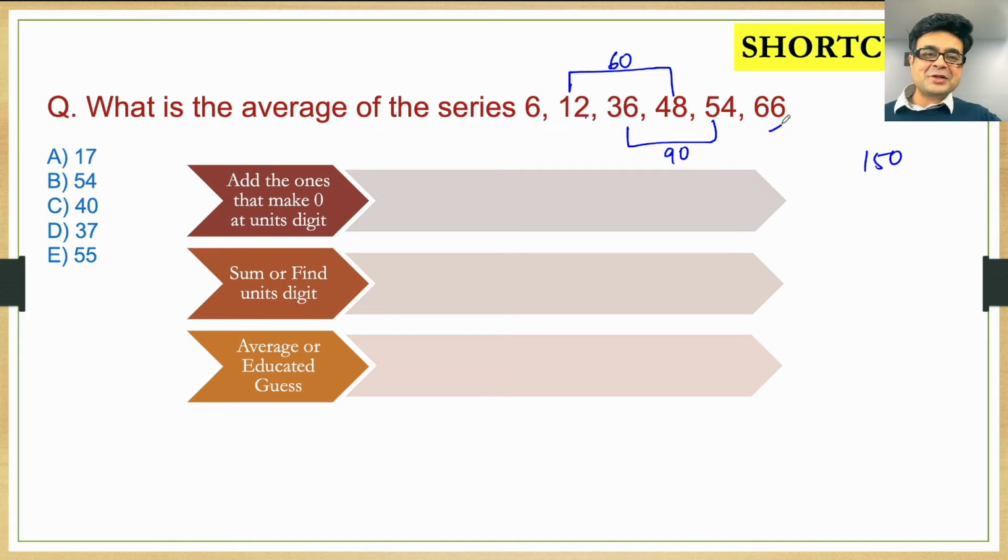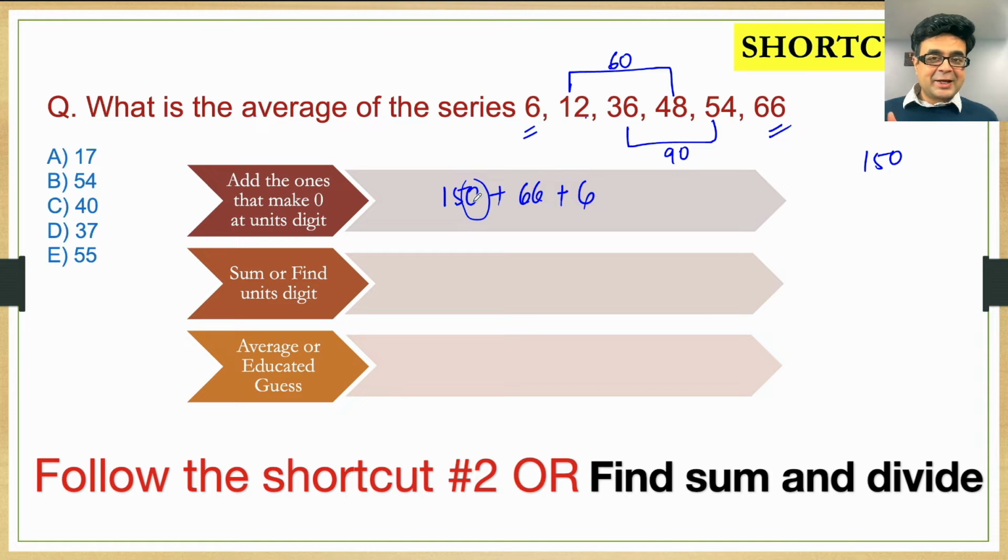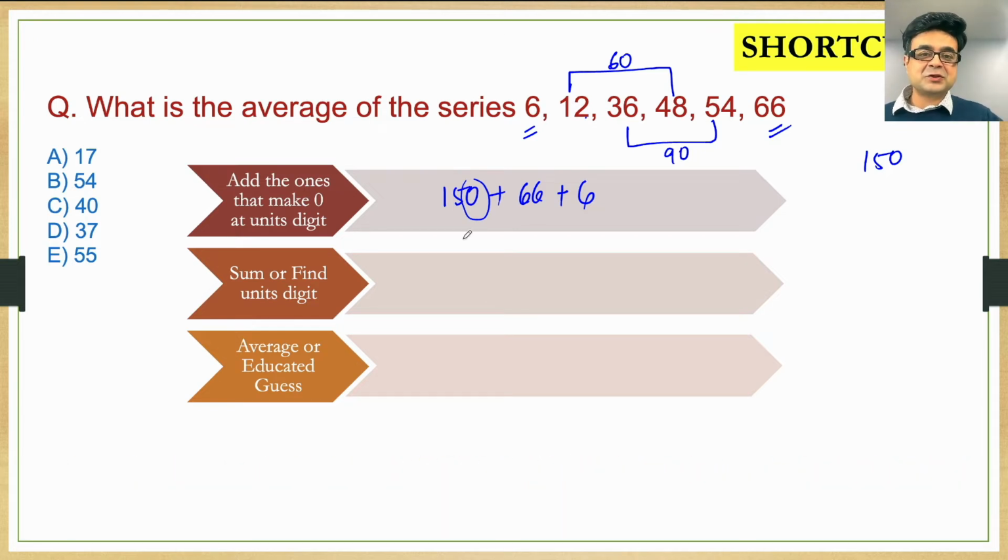Now the remaining numbers are 66 and 6, right? So I have 150 plus 66 plus 6. Now this 0 is not going to contribute anything to the units digit. So now I have two choices. I can actually calculate the sum because it will not be that difficult, or I could just look at the units digit of the remaining sum and follow the same method as shortcut 2 and guess an answer. So I can easily see that 6 and 6 will give me a final units digit of 2, right?